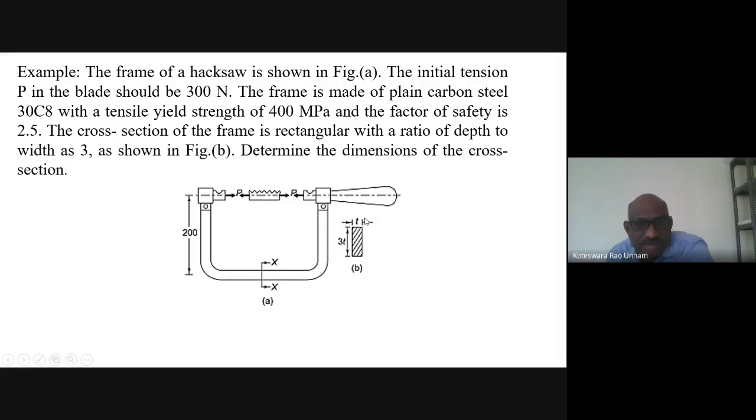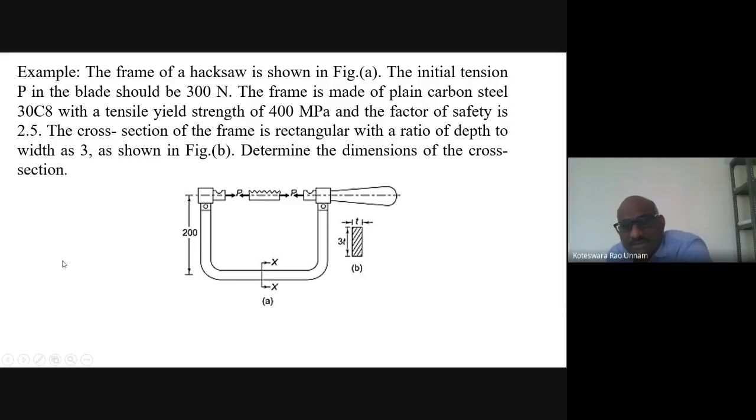as shown in the figure. So depth, or height, you can say height or depth is 3t, whereas width is only t. So therefore the depth to width ratio is 3. Determine the dimensions of the cross section. So that means you need to find out t. If you know t, then the depth is going to be 3t only. So you have to calculate only the t value.